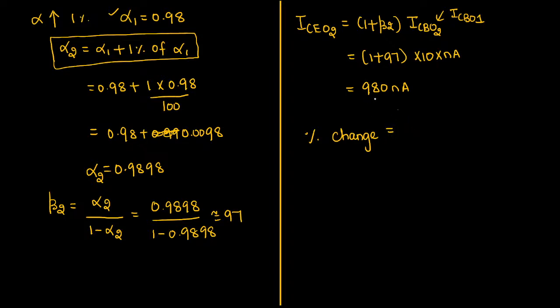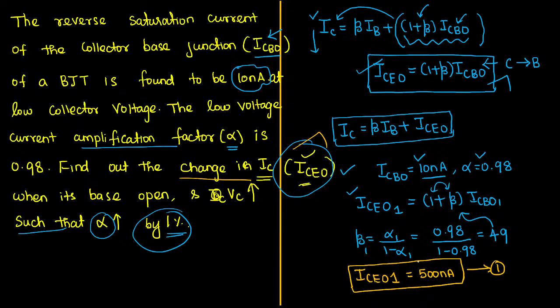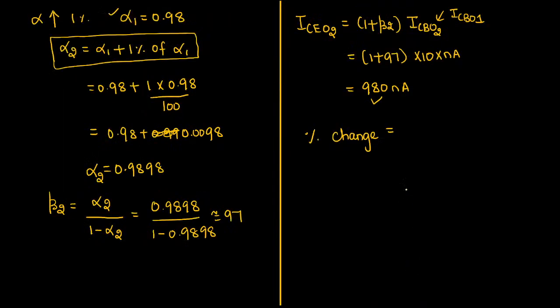See here, what is the new value? 980. What is the old value? The actual value is 500 nanoampere. So what we have to do: the actual measured value is 500, and the new value is 980. So you can do like this: 500 minus 980, I'm just considering the magnitude, divided by 500, and in percentage I have to multiply it by 100. So 980 minus 500 or 500 minus 980 will give you the same because we put the mod.